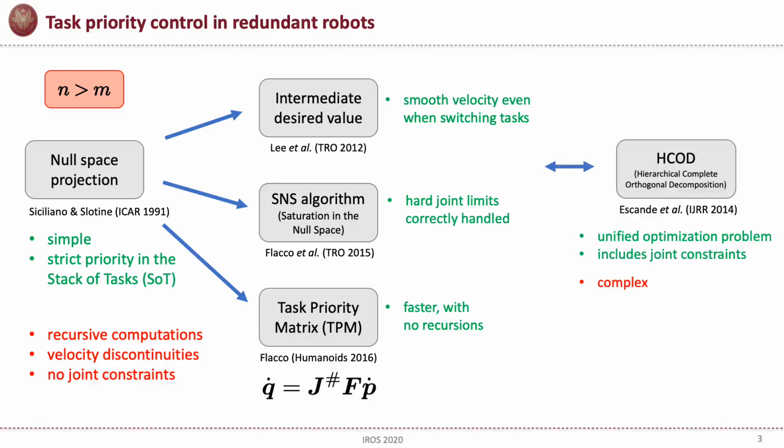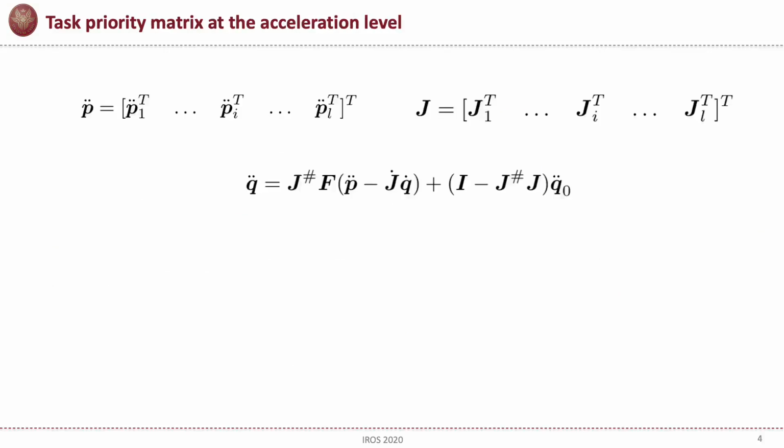Alternatively, collision avoidance can be integrated in a unified optimization problem as an inequality constraint defined in the joint or task space, and solved using the hierarchical complete orthogonal decomposition. In this work, we extended the task priority matrix solution in order to get several improvements. Consider a set of L desired Cartesian tasks to be achieved in a specific desired priority.